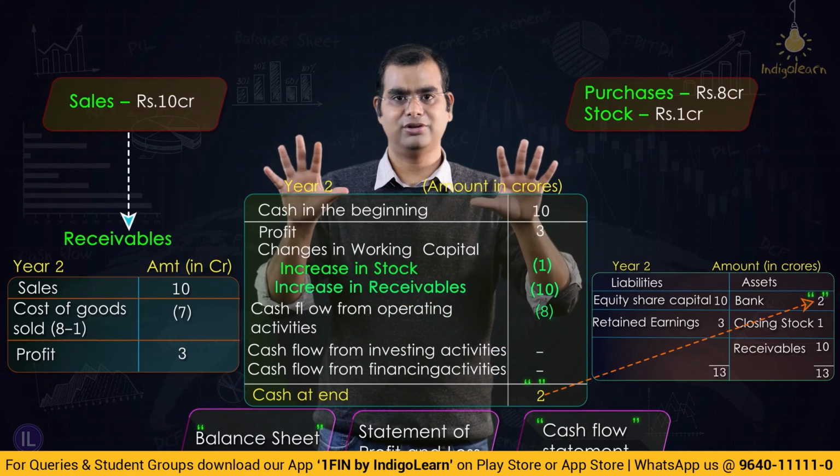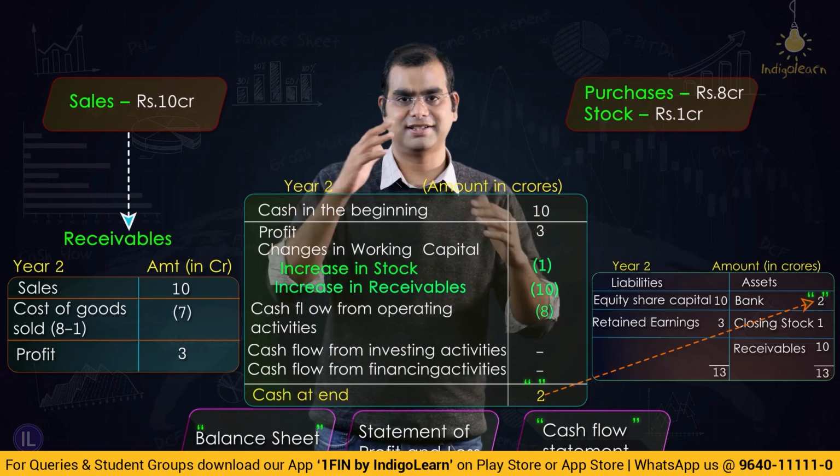Now we've added stock, we've added receivables. Now let's add the third layer, payables. That is where things will get interesting. Once you get a hang of this entire working capital piece, the rest of the stuff will be very easy. And also believe me, this is very, very important.